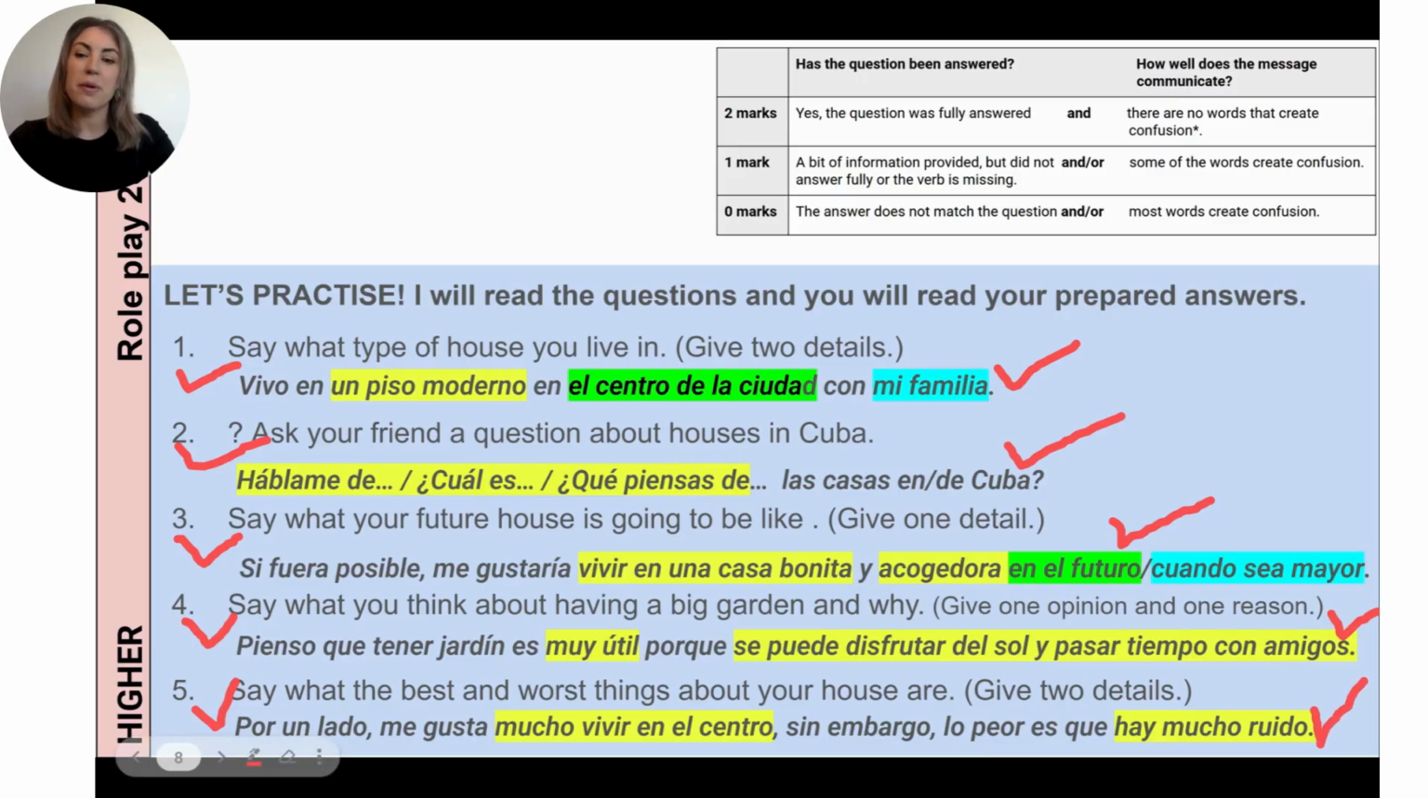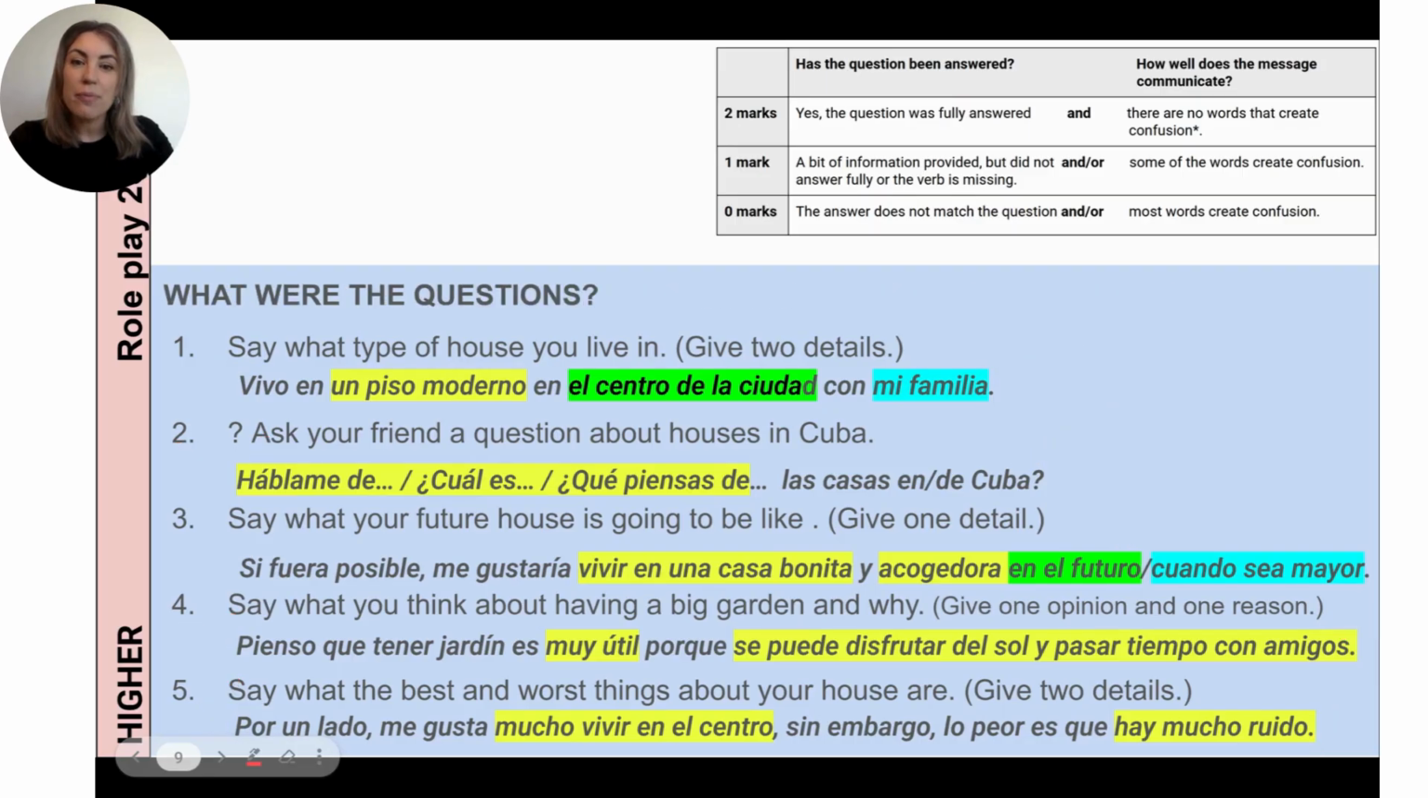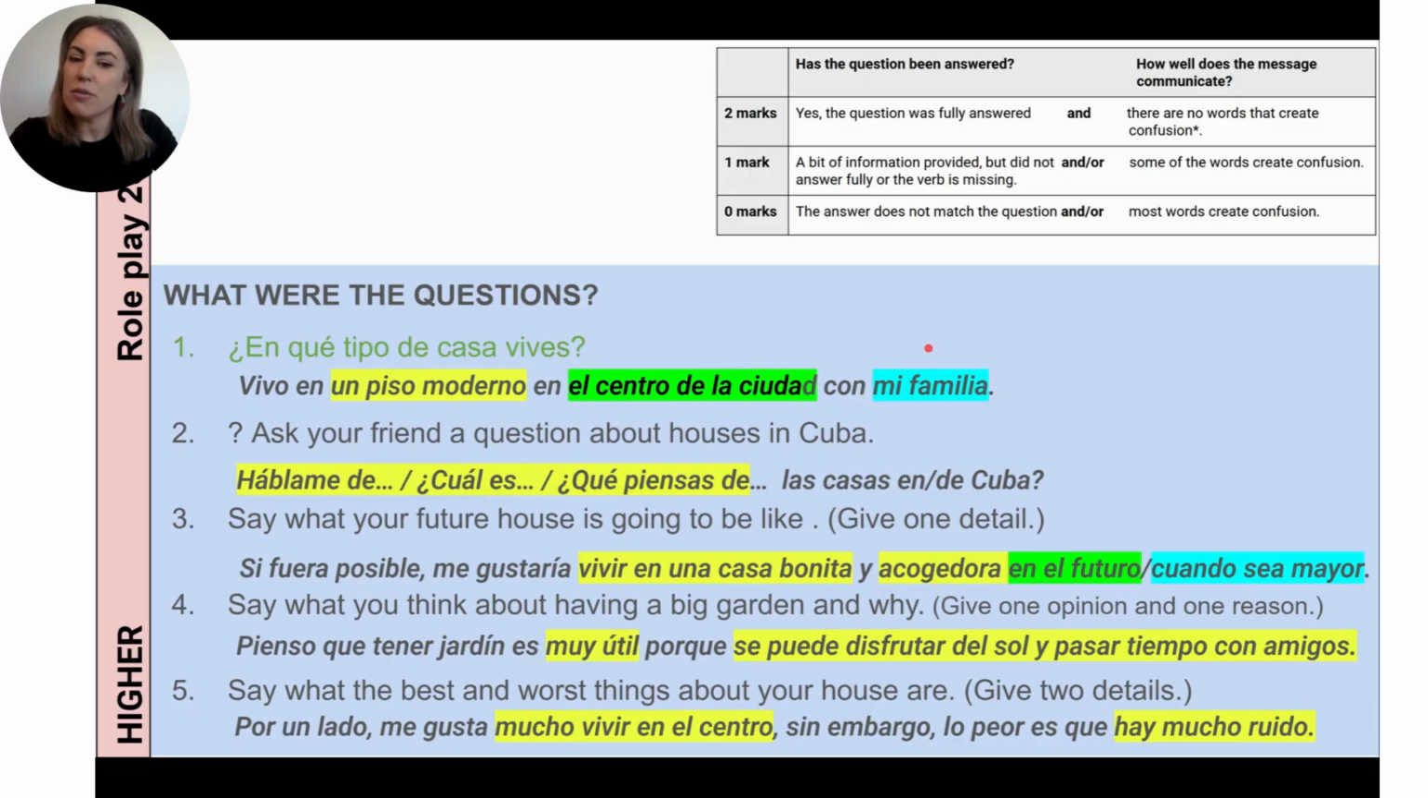Comprendo. Muy bien. Okay. So that was it. It went very quickly. Now, if you want to know what the questions were, because this is really good for training that ear and getting some practice, stick around. So, what type of house you live in? The question: ¿En qué tipo de casa vives?